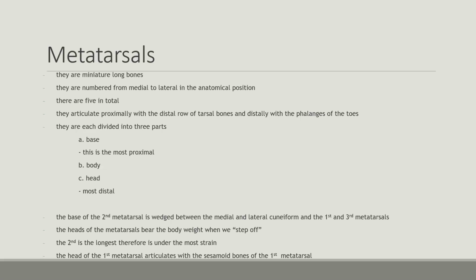Just like in the hand, they're divided into 3 parts. The base, which is the most proximal, the body, which is in the middle, and the head that is most distal that articulates with the phalanges. It's exactly the same as it is in the hand. It's just that we call it a metatarsal in the foot and a metacarpal in the hand.